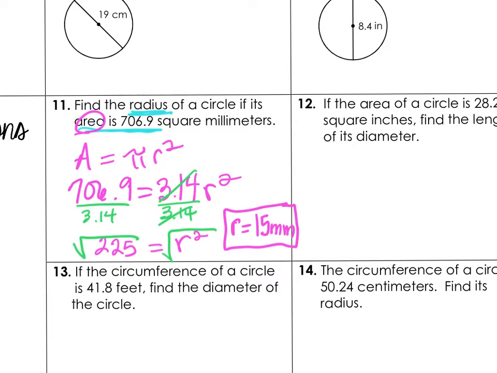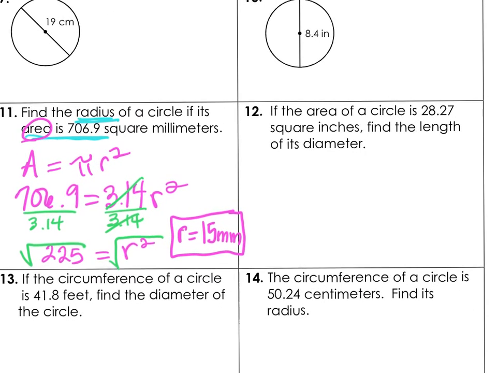Okay, next, let's change colors. I switched up our colors. Here we go. Again, they've given us the area of a circle. Find the length of its diameter. Well, how do I find area? Area is pi r squared. And we know that our area is 28.27. It's going to equal 3.14 times r squared. But how am I going to find my diameter? There's no d there. I don't know what to do.